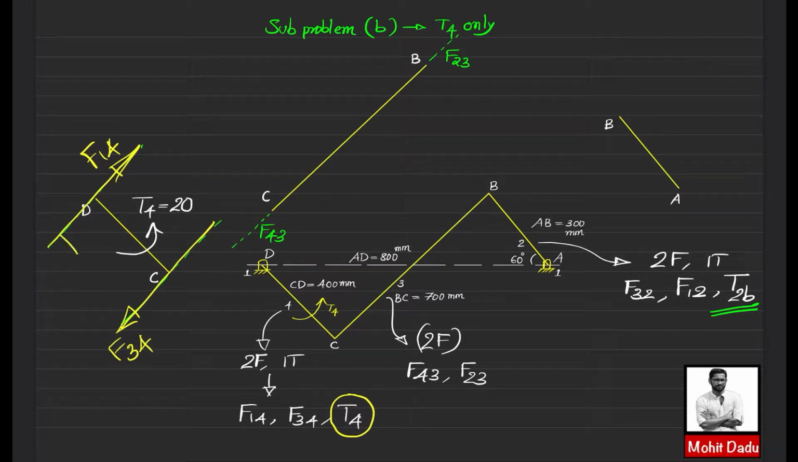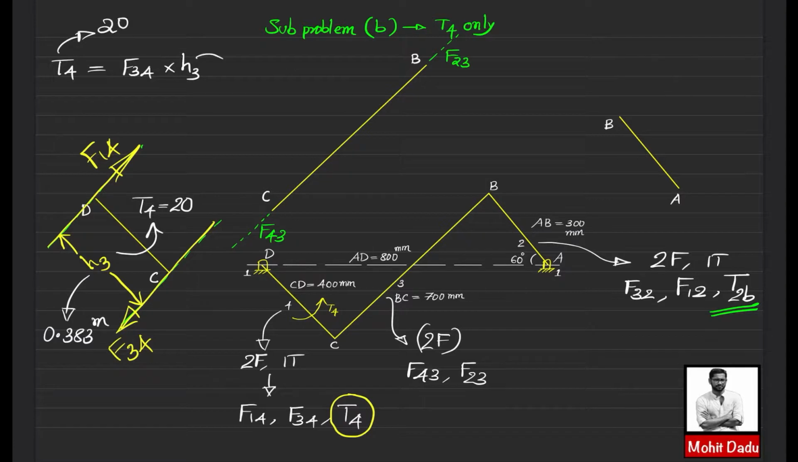And the perpendicular distance you can measure from this one, and I can call it H3. So from this configuration diagram you can measure the value of this H3 and convert it using the scale. Then you will get that value as 383 mm or 0.383 meter. So here the value of T4 will be equal to either of the forces F34 into this perpendicular distance H3. So this T4 is 20 Newton meter and this H3 is 0.383 meter.